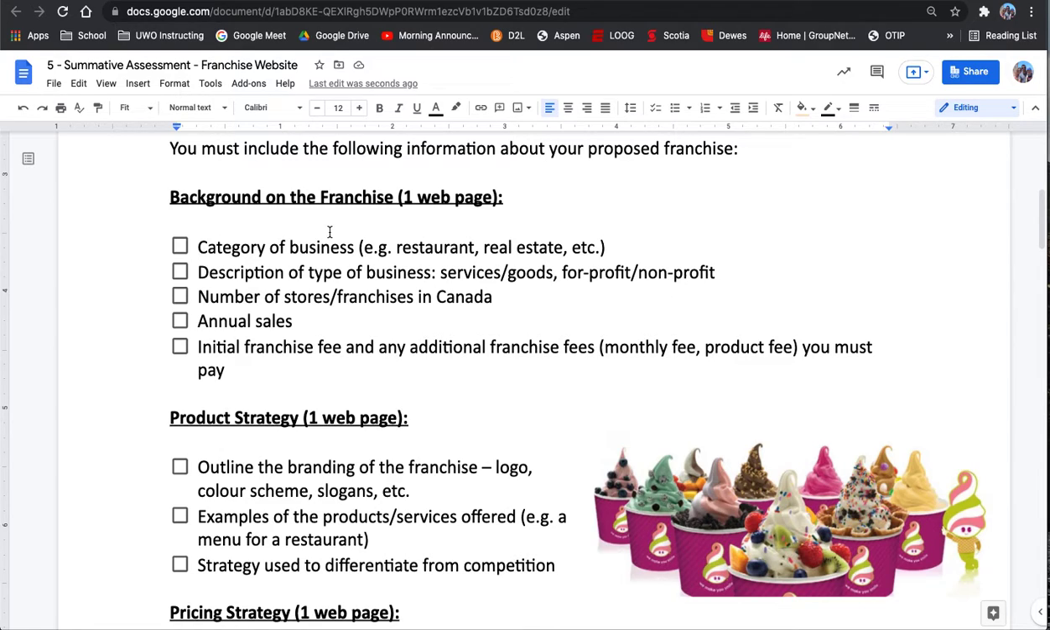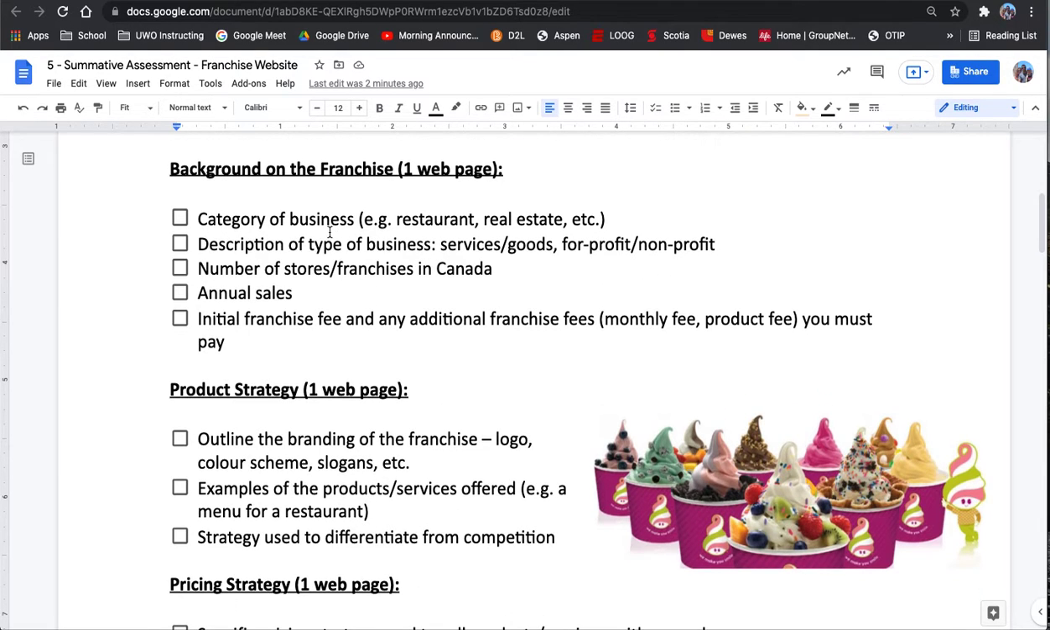You can choose whichever business you would like, and then you're going to tell me a little bit about your business. What type of business is it? Does it sell goods, which are tangible things we take away with us, or do they provide services? Is it a for-profit business that wants to make money, or a non-profit charitable organization? Can you find the number of stores and franchises currently in Canada? How much are their sales? And then how much do we need to pay in order to buy a franchise? You're going to be able to find that information through a site I'm going to show you in just a moment. So that's going to be one web page right there. We'll add some pictures or some video, and it's going to look really good.